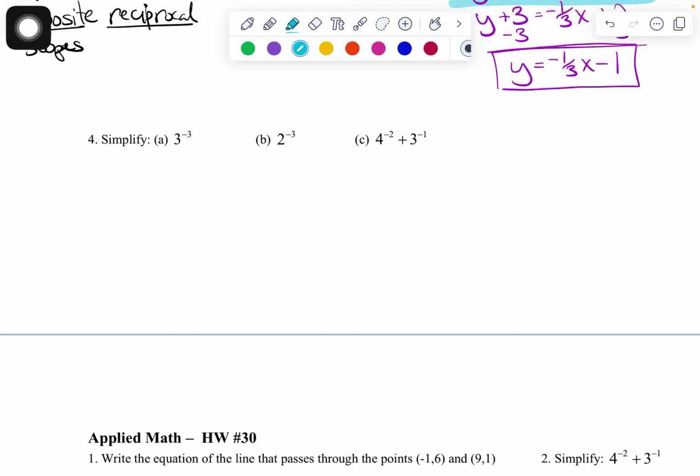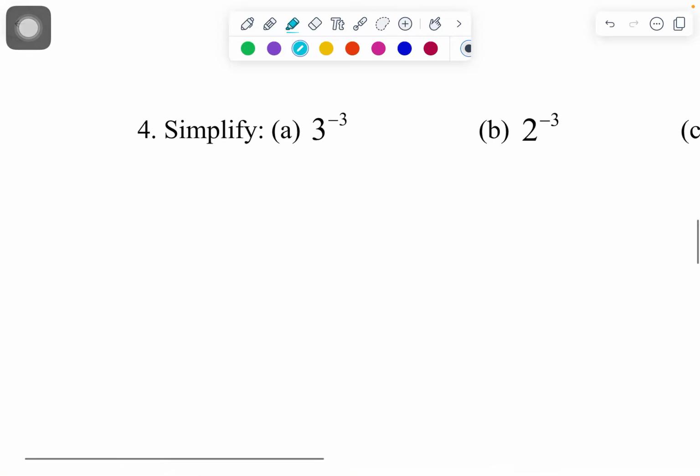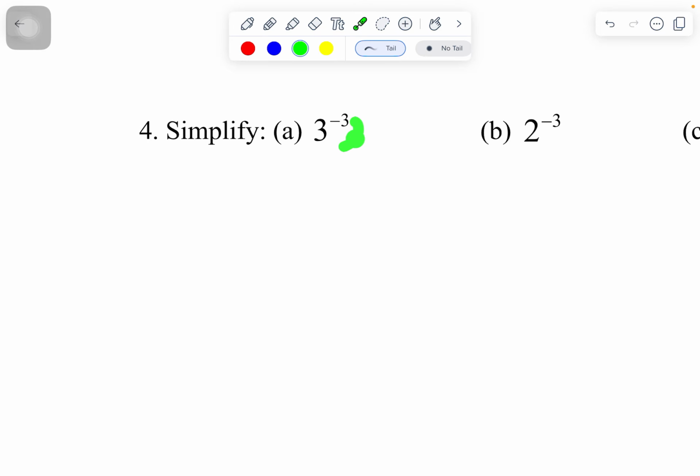simplifying with negative exponents. As a gentle reminder, negative exponents do not mean that you are going to have negative answers. What you need to do is immediately rewrite this expression with a positive exponent. So we're going to go ahead and put it in the denominator of a fraction with a positive power. And now that it's got a positive power, I know how to do that.